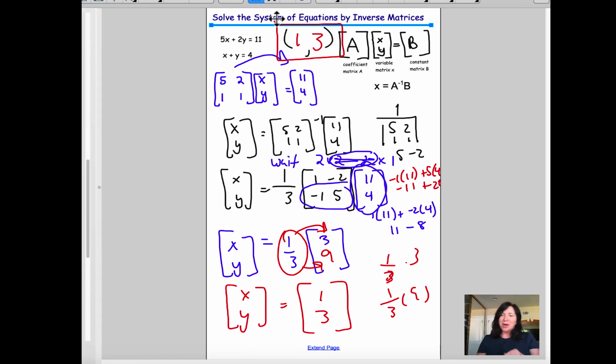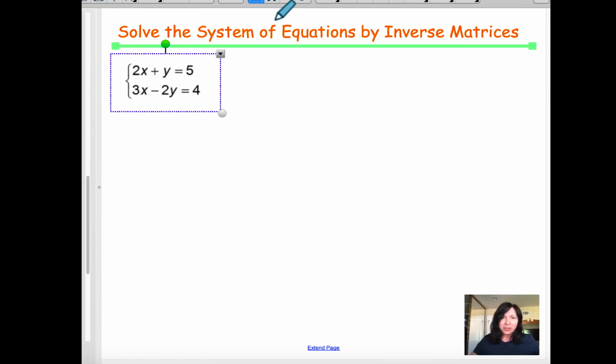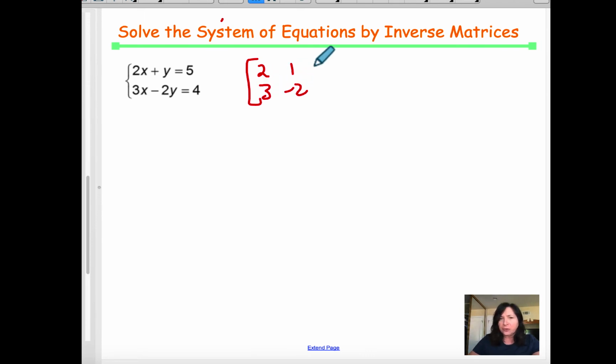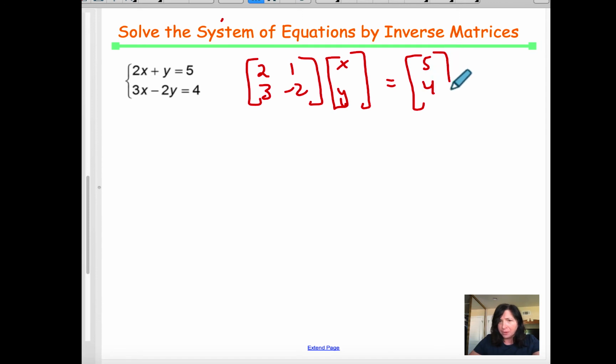Okay, so this right here is another way of solving a system of equations, and we're using matrices and inverse matrices to solve. Let's do it one more time just for fun. So we're going to set this up. We've got this little box, right? So we're going to go 2, 1, 3, -2. And I'm going to solve that. I'm solving for x and y. And then my resultant is 5 and then 4.